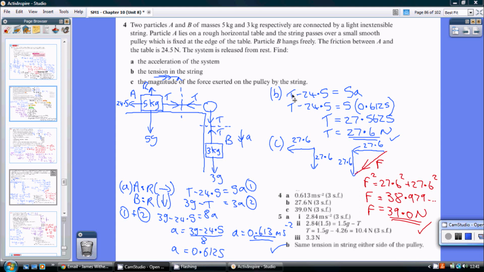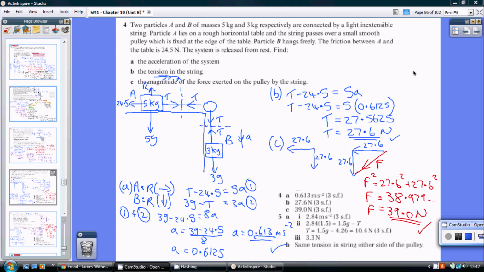Now for part B we've done all the hard work really. We've worked out what the acceleration is, and this is the second part of any simultaneous equation. You've just got to substitute that back into either of the equations to work out the other unknown. I've chosen the top equation for A. So T minus 24.5 equals 5a. We've worked out the acceleration is 0.6125. So just process the algebra and we get the tension being 27.6 newtons.